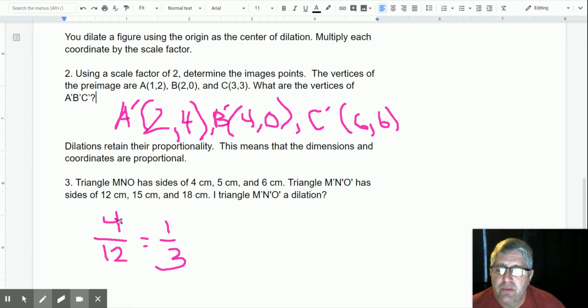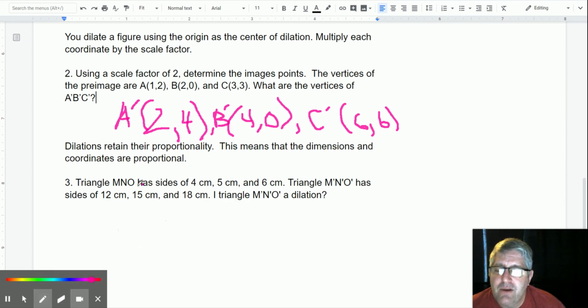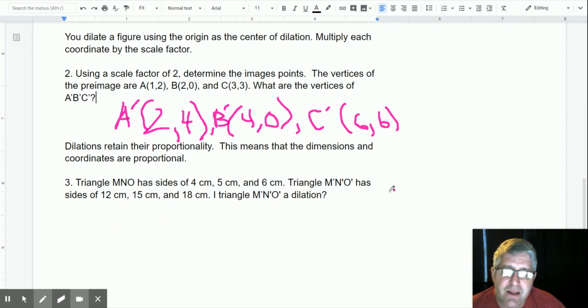Oh, I did that backwards. Well, let's erase that. I'm a dork. Because I did exactly what I say to worry about. I took the pre-image and I did the opposite. So it's image, which is M'N'O', so that's 12 divided by pre-image, which is MNO without apostrophes. Remember, the pre-image has no apostrophes, divided by 4. So 12 divided by 4 is 3.